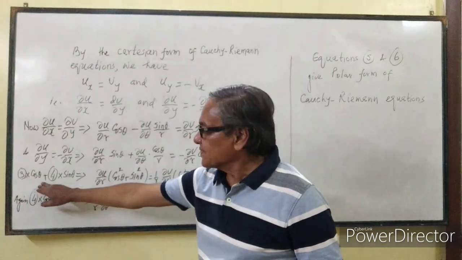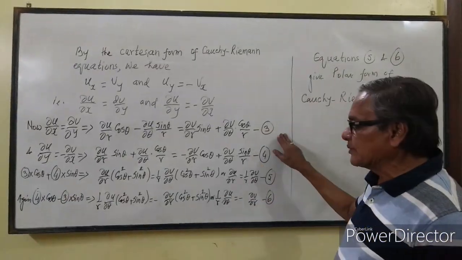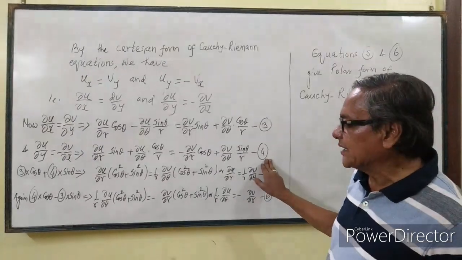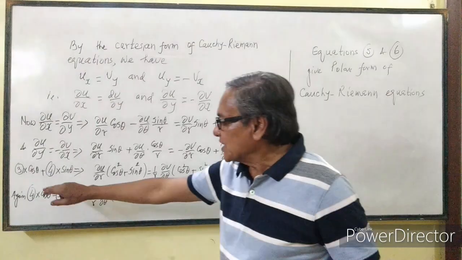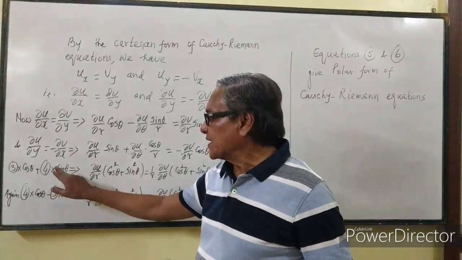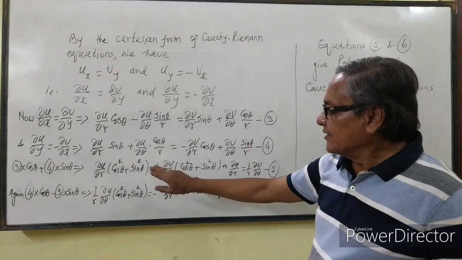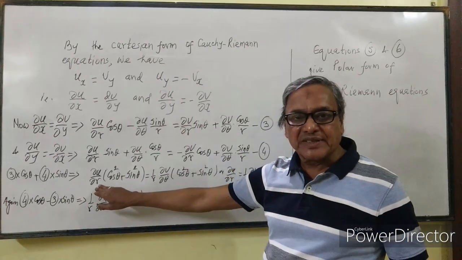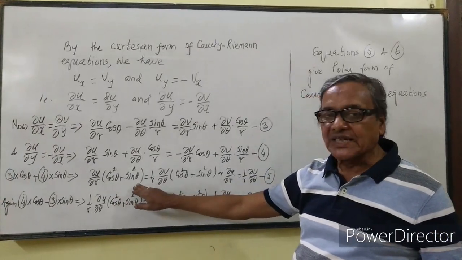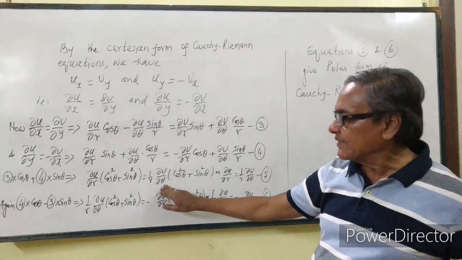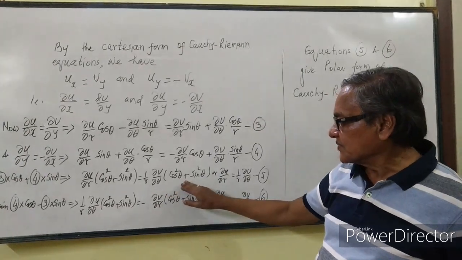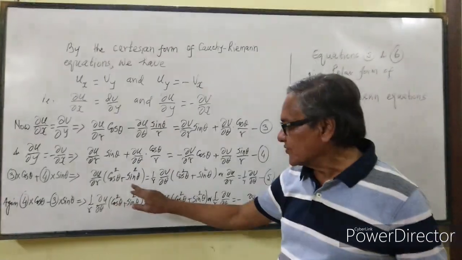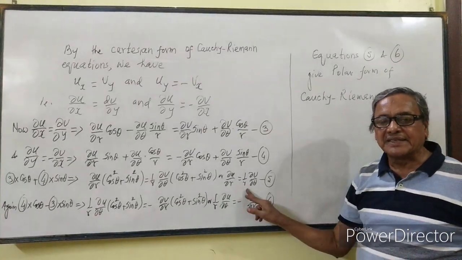By this operation, we are going to multiply equation number 3 by cos theta and equation 4 by sin theta, and then we add these two equations. So 3 multiplied by cos theta plus 4 multiplied by sin theta implies this term will be cancelled out. We will be left with del u del r into cos square theta plus sin square theta equal to 1 by r del v del theta into cos square theta plus sin square theta, or del u del r equal to 1 upon r del v del theta.